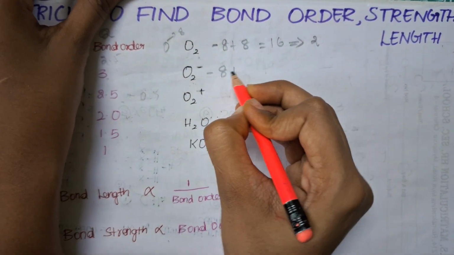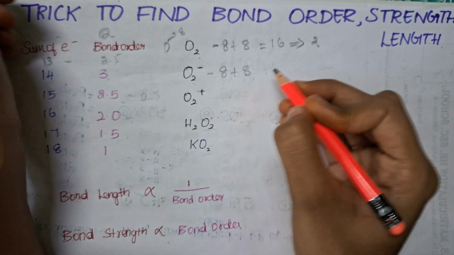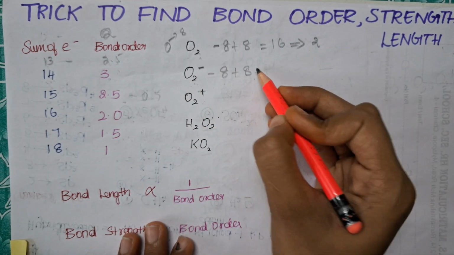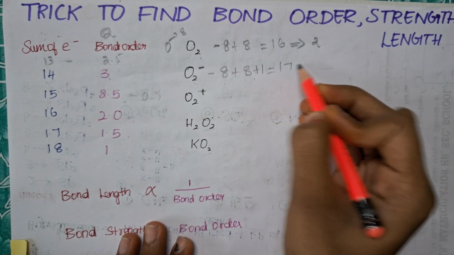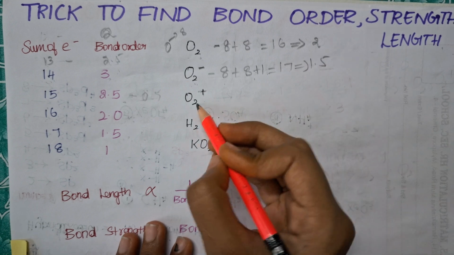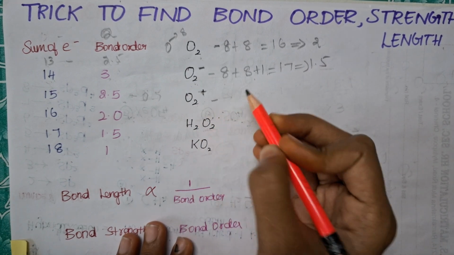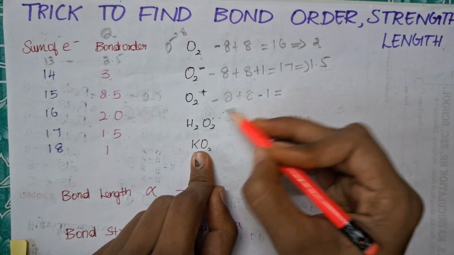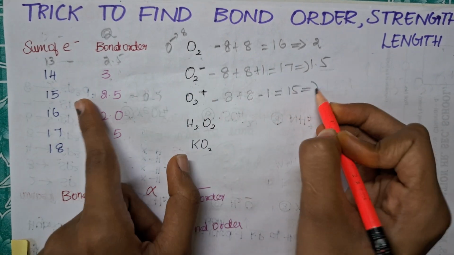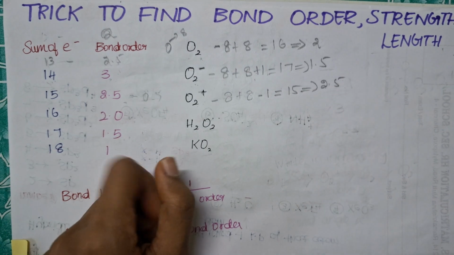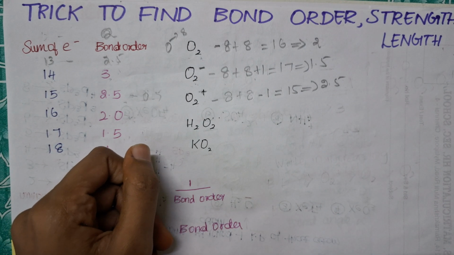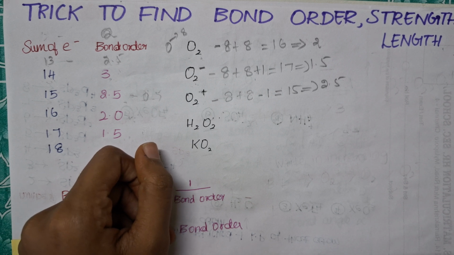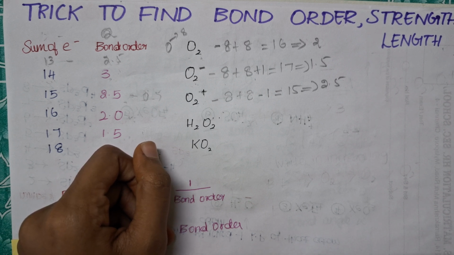Let's see for O2 minus. Again, 2 oxygens are there, 1 oxygen 8, another oxygen 8. Here, since it is minus, as I said, you need to add 1 electron. So plus 1, what will you get? 17, which is your 1.5. Let's say O2 plus. 8 plus 8. If it is plus, do minus 1. What will you get? 15, which is your 2.5. Are we clear? You just need to know the number of electrons, then you can easily get the answer.